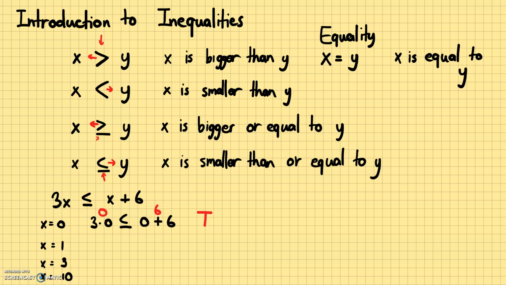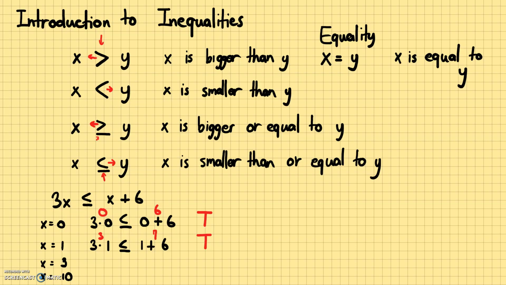Let's try when x equals 1. Then we'll have 3 times 1 on this side, and 1 plus 6 on the other side. And the left side is going to be 3. 3 times 1 is 3. The right side is going to be 7. And we're going to get 3 is less than or equal to 7. Is that true? Well, 3 is less than 7. So again, that is true.